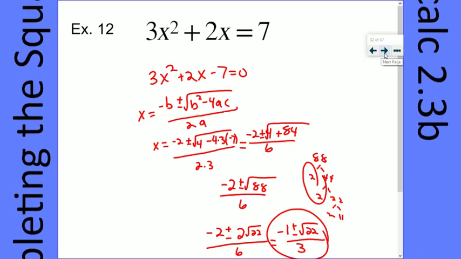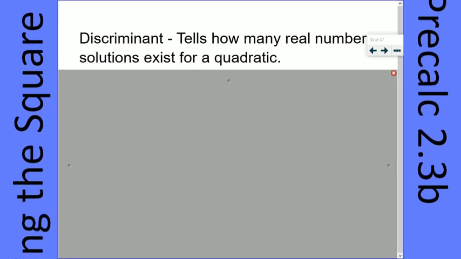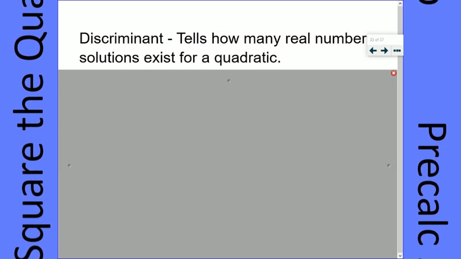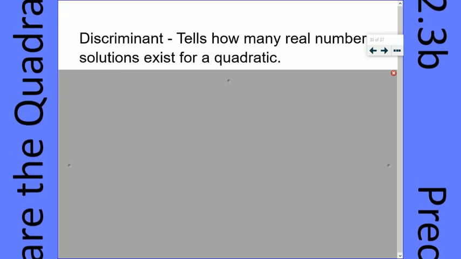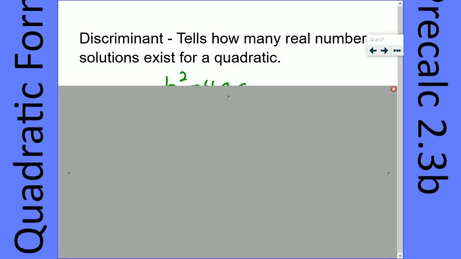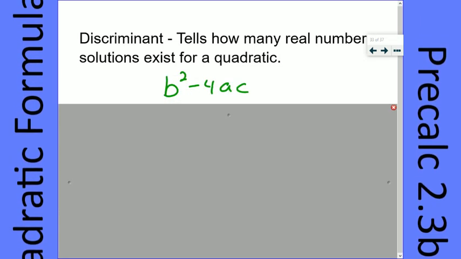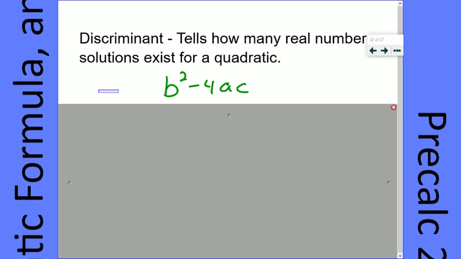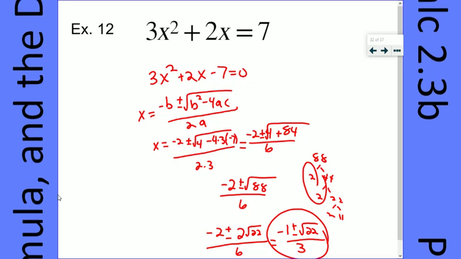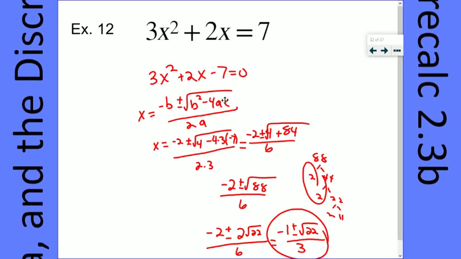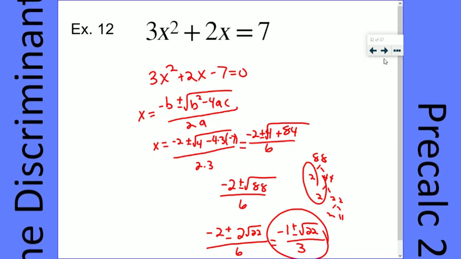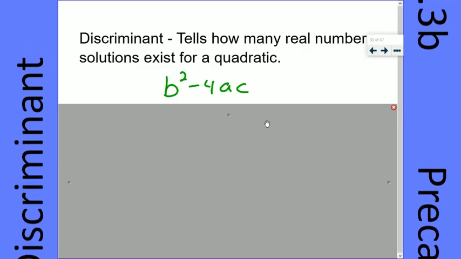Okay? So, the next thing that we're going to talk about is called the discriminant. The discriminant is a number that tells you how many real number solutions exist for a given quadratic equation. And it's this b squared minus 4ac. If you go back to the quadratic formula, it's this part right underneath the square root. This guy, b squared minus 4ac. This is what's called the discriminant. And that tells you how many real number solutions there are for a quadratic.